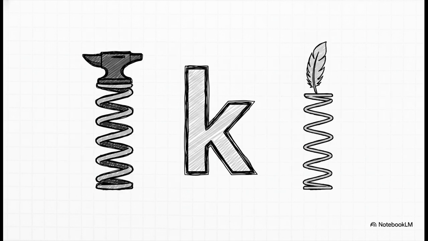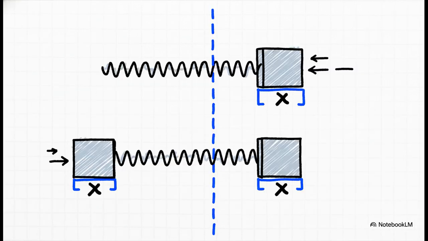Okay, next up we have k, the spring constant. Think of this as the spring's personality. It tells us exactly how stiff the spring is. A really high k value means you're dealing with a super stiff spring, something like you'd find in a car's suspension. A low k value, that's more like the tiny, gentle spring inside a ballpoint pen. And finally, we have x. This is the displacement, and this is a really crucial measurement. It's how far the spring has been stretched or compressed away from its equilibrium position. Its natural, chill, resting length.